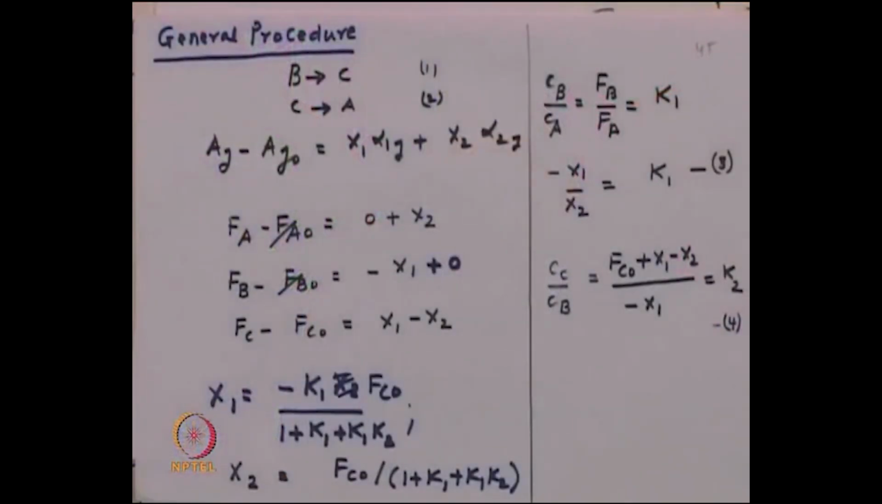So, please find out what is x 1. K 1 is given as 1, K 2 is given as 2. So, we can find out x 1 and x 2. What is x 1, what is x 2? x 1 is, where are we? Minus 2.5, x 2 2.5. So, what is F A, F B and F C?